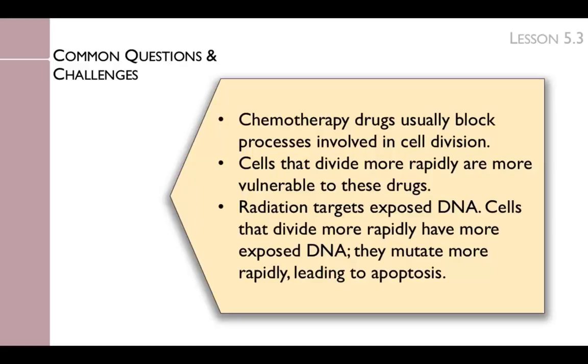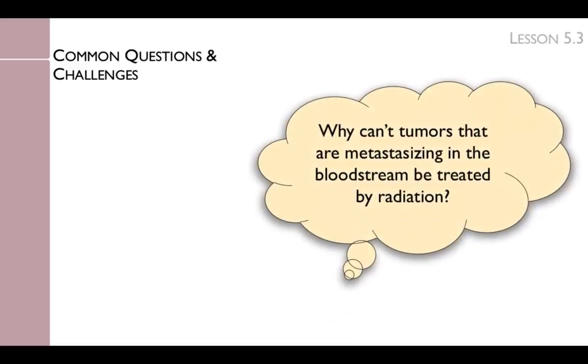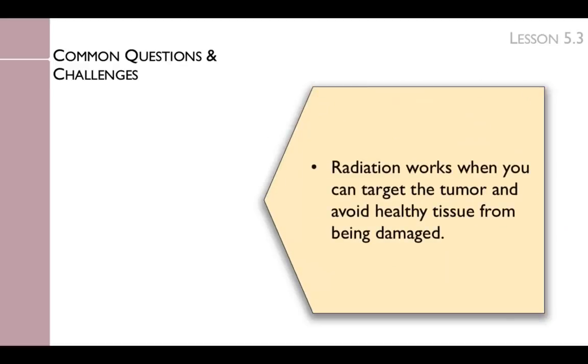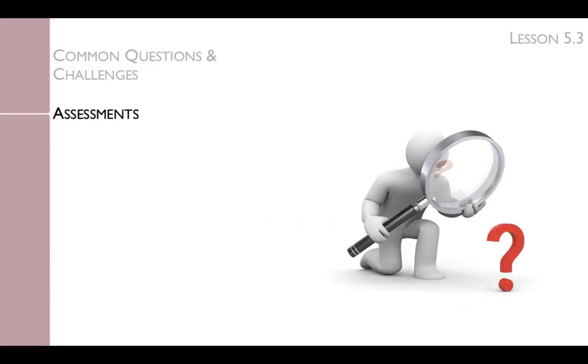Another question students ask is, why can't tumors that are metastasizing in the bloodstream be treated by radiation? This is because radiation works when you can target the tumor and avoid healthy tissue from being damaged. At the end of the lesson, collect the lesson worksheets to assess students' ability to describe the 3 main mechanisms of treating cancer.